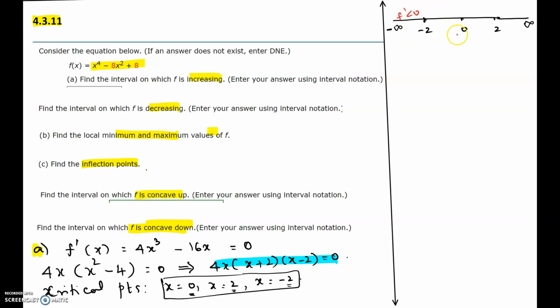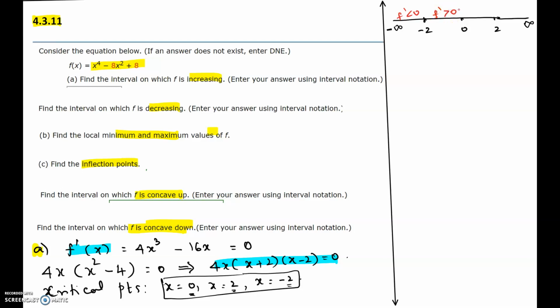Then we have to find a test point between negative 2 and 0. I can pick negative 1 here. If I plug negative 1 into this f prime of x, I have a negative, then a positive, negative times positive will be negative, then negative times negative will be positive. So my f prime here would be positive.